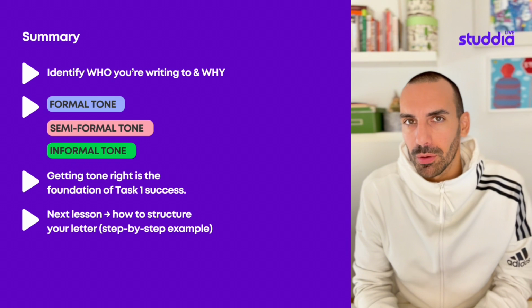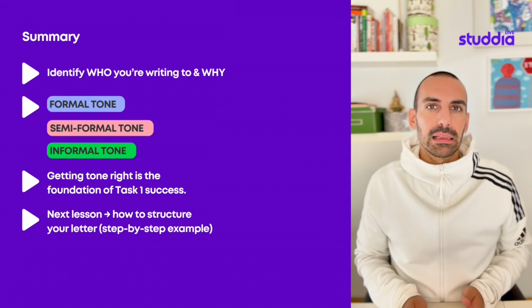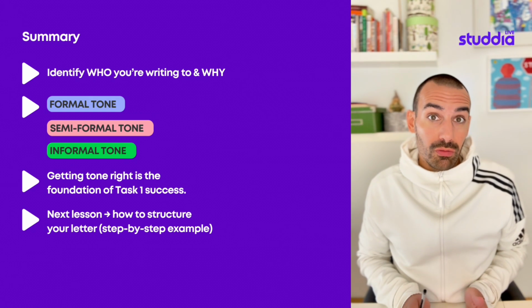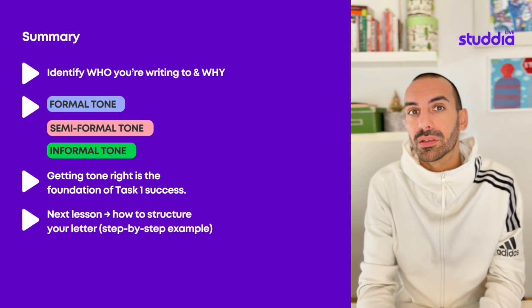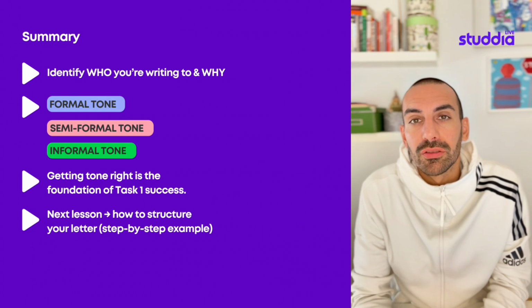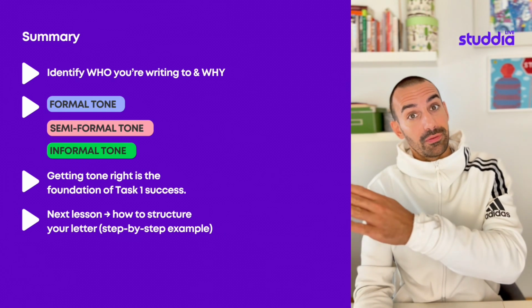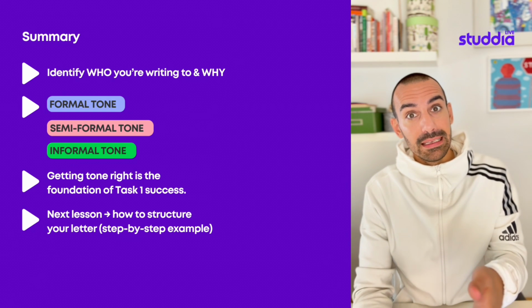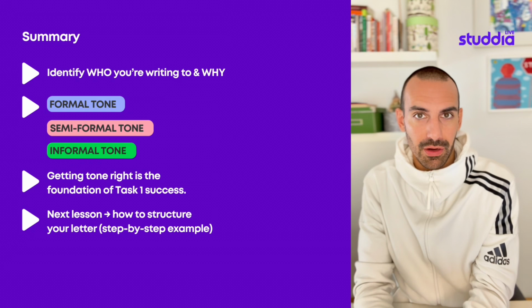All right, to sum up, when you're reading the prompt for IELTS General Training Writing Task 1, you need to be absolutely clear about who you're writing to and why you're doing that. Those two things will determine the type of letter you're going to write and the tone you're going to use, whether it's formal, semi-formal, or informal. Getting this right is the foundation for everything else in your letter.